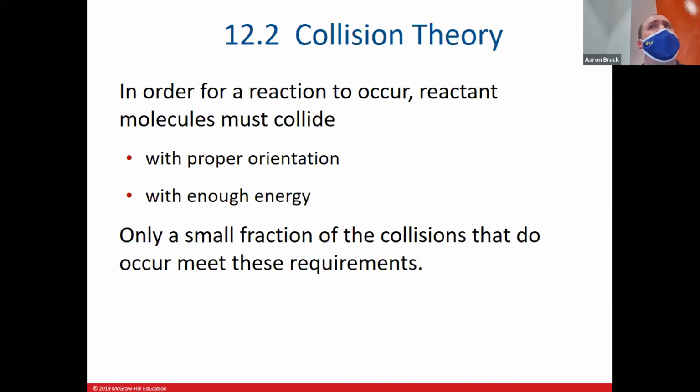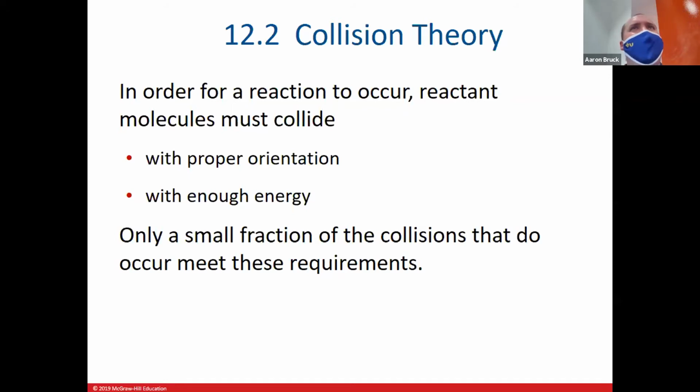Collision theory is very simple. In order for a chemical reaction to occur, the reactant molecules that are in the reaction vessel have to run into each other. That's what happens when a chemical reaction takes place. The reactant molecules bump into each other, and as they bump into each other, bonds break, bonds form, and we get new substances.